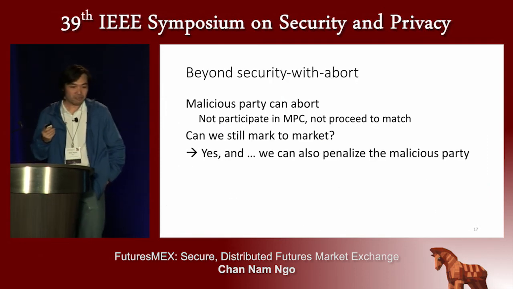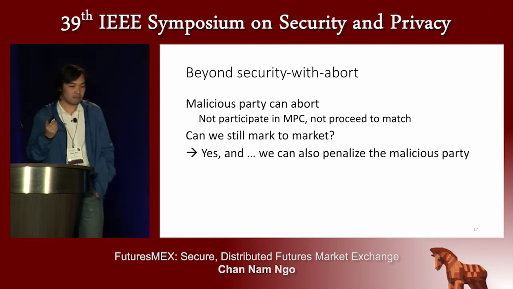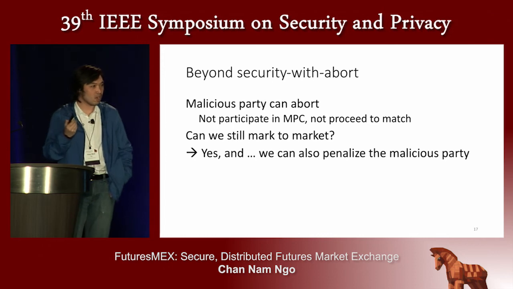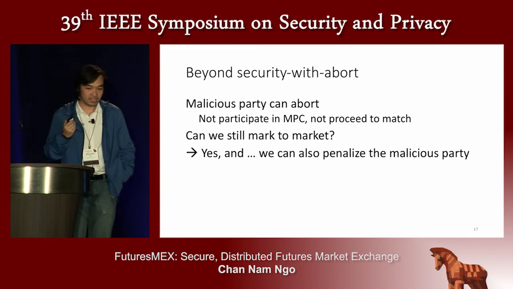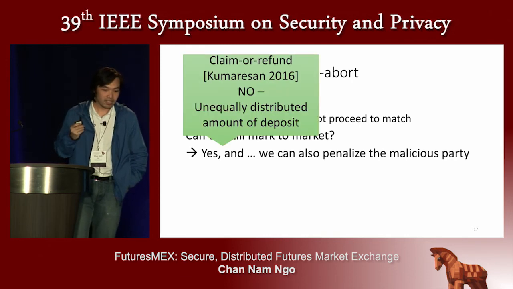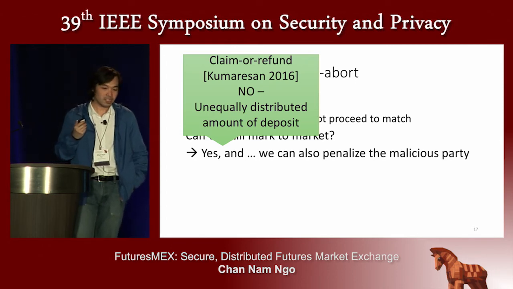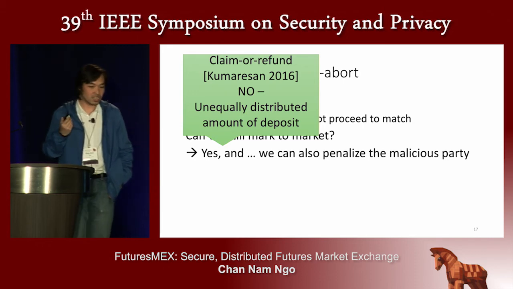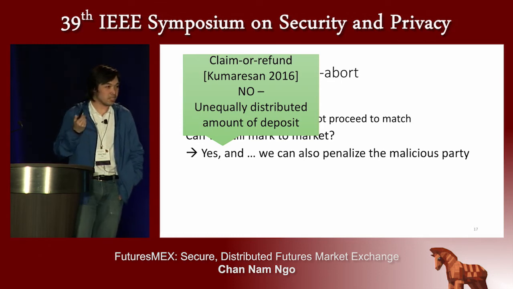One final thing to solve is that because we use commitments and zero-knowledge proof, a malicious party can simply abort to halt our protocol. In this case, we choose to mark to market and at the same time penalize the malicious party. There are two strategies that came recently. The first one is called claim or refund by Kumaresan in 2016. This is not applicable in our case because it requires an unequally distributed amount of deposit.